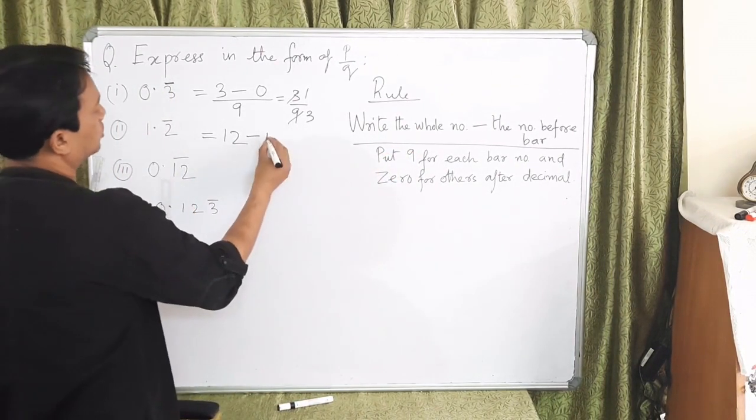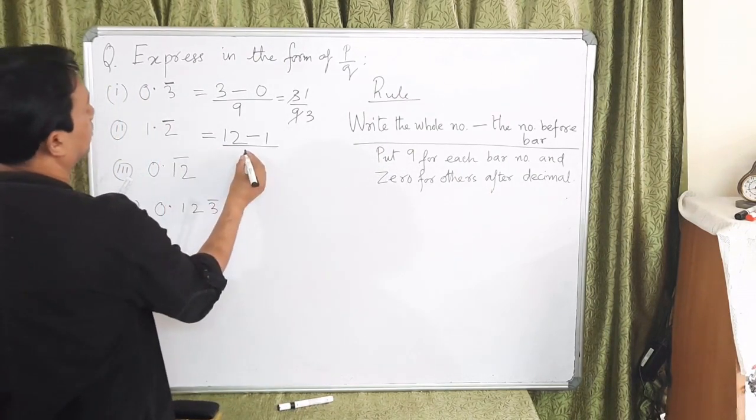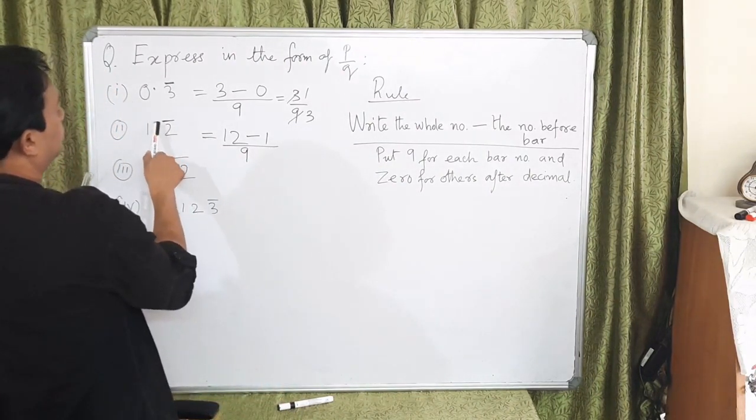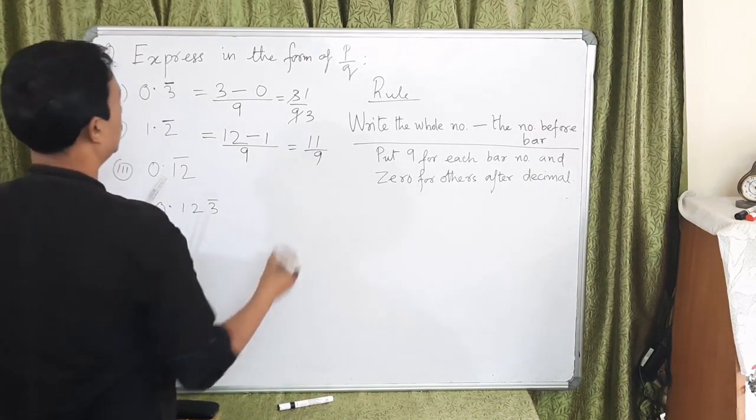Before the bar it's 1, so just subtract 1. Now below, put 9 for each bar number. Again, we have only 1 bar number, so 1 nine. And 0 for others after decimal. Others after decimal, we don't have any more number, so we don't have to write 0. So this will be 11 by 9.